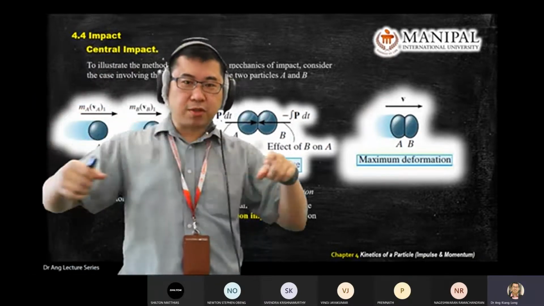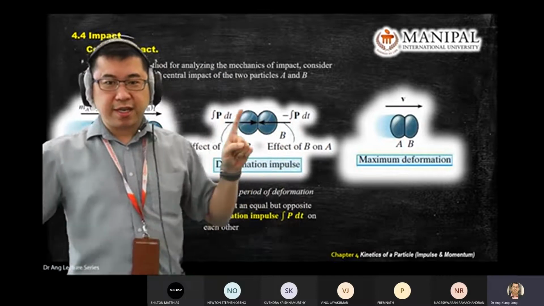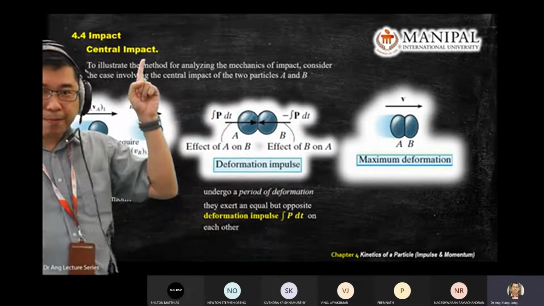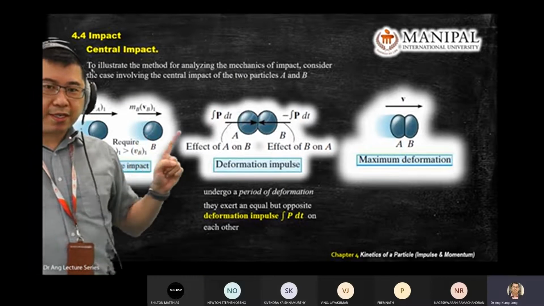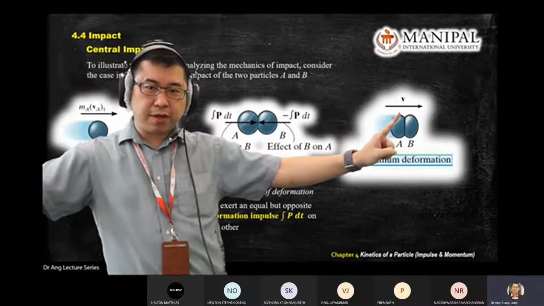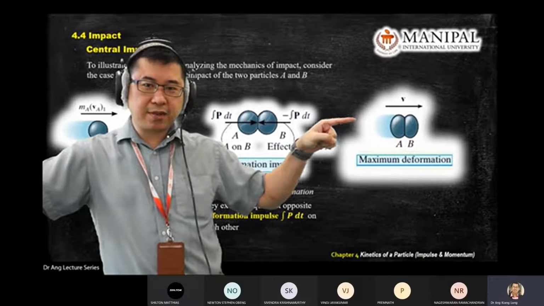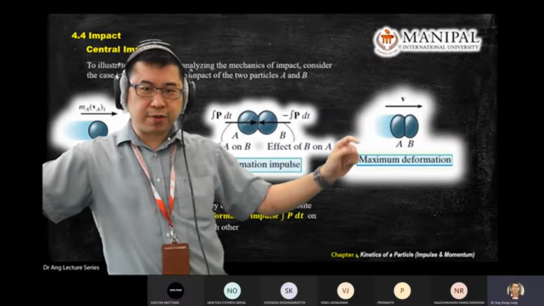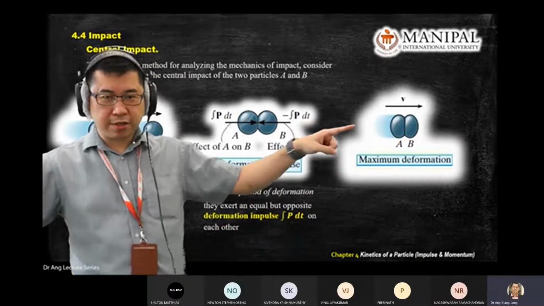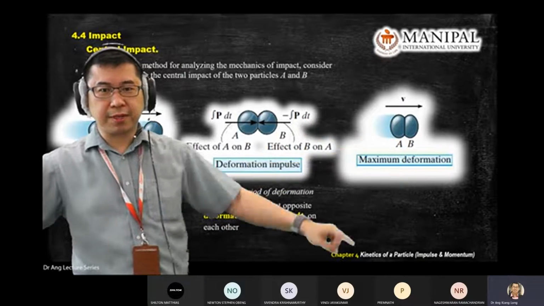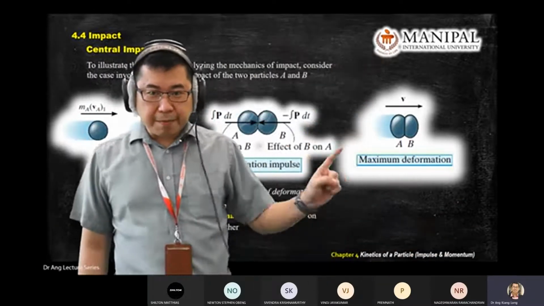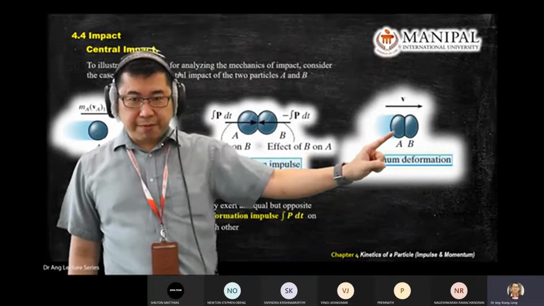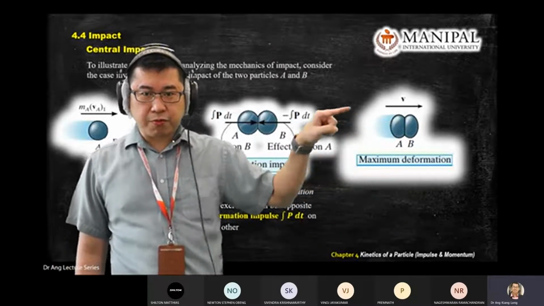If head to head, this one you already learned. There is an equation before impact. You already learned what happens if two bodies collide together and move with the same speed. You already learned one equation for this, the conservation of momentum. Okay, now once they meet together, they have a maximum deformation and move at the same speed.